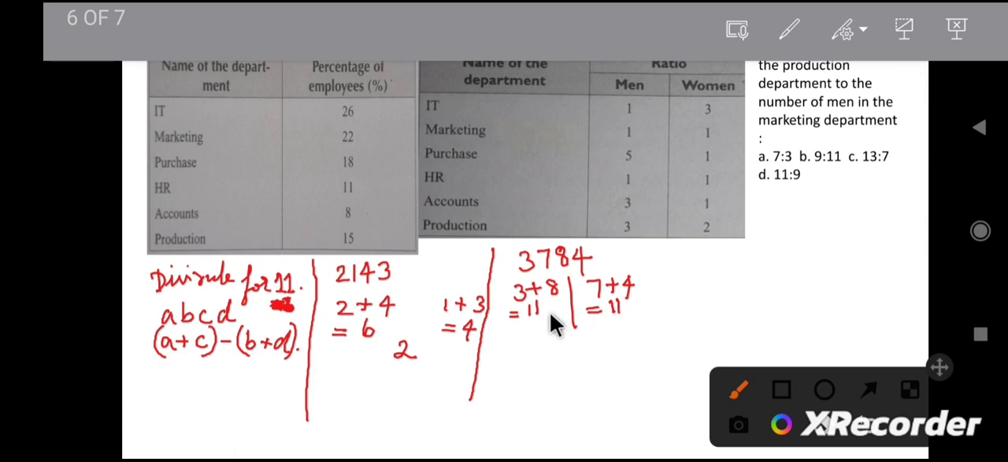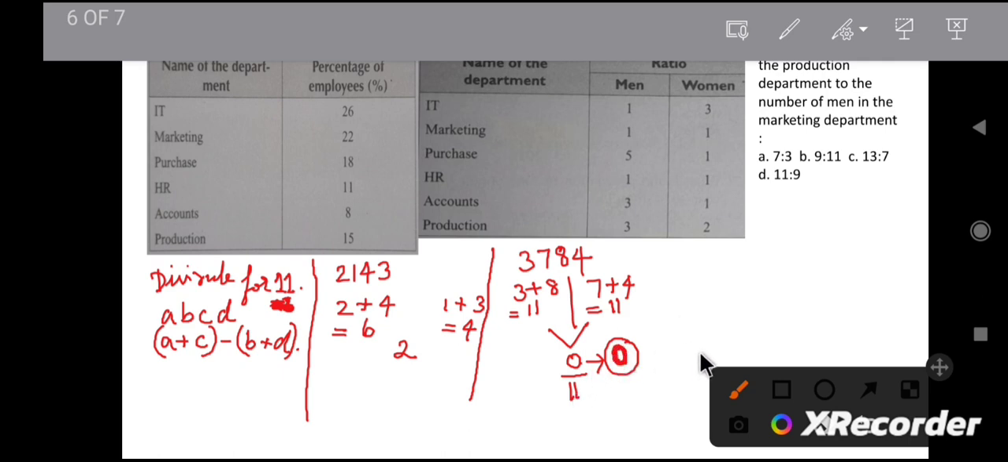In this sum we got 11 minus 11, the difference is 0. So if we get the difference as 0, then also we can say that this number is divisible by 11. Suppose we are checking the divisibility of 11 and the difference is 11, then that is also divisible by 11. And if it is 0, then that is also divisible by 11, because if we do 0 by 11, we will get the answer 0.